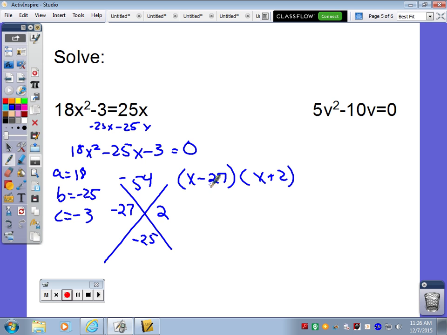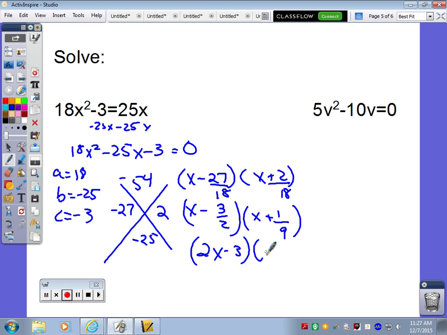A is 18, so we divide by 18. We reduce. These are both divisible by 9. These are both divisible by 2. Now we do bottoms up. FOIL and check. 18x squared plus 2x minus 25 minus 3. Then we set each factor equal to 0.